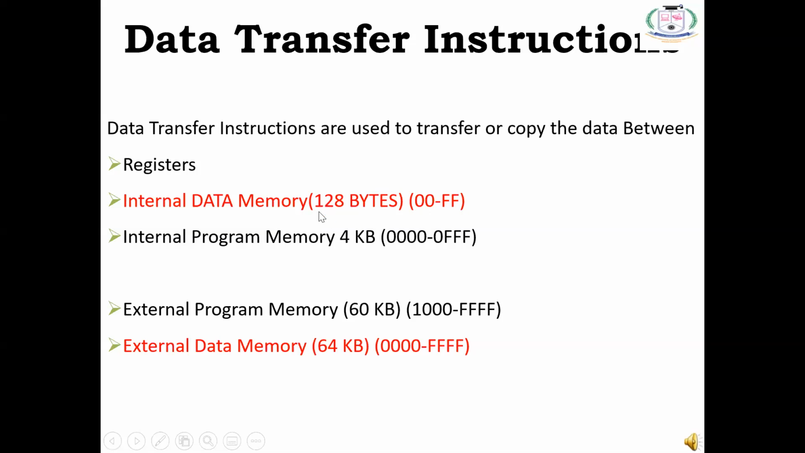So this is my memory capacity. Please remember, external program memory is 60 KB, 1000 to FFFF. But this 4 KB can be used as external or internal depending upon the EA pin. Are you clear? So you always understand the red line highlights the data memory. Okay, 128 bytes, 4 KB. This is on chip memory, and this is off chip memory, external memory. Okay, are you clear? Okay, now we will move on to this.